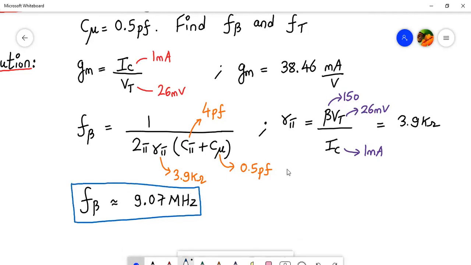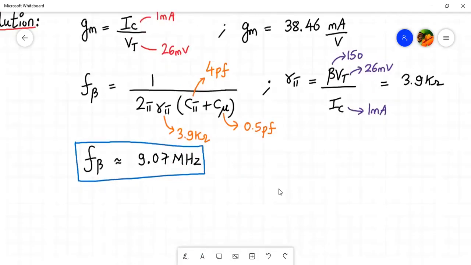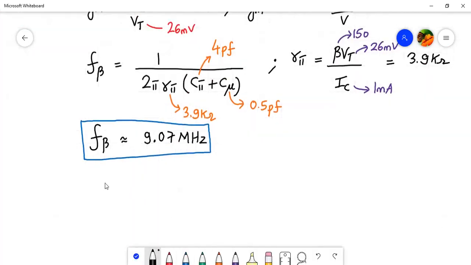Now, next we have to find out the unity gain frequency FT. So what was the relation between unity gain frequency and F beta? Let me write, FT was given by beta naught times F beta, and beta naught is 150. So 150 into 9.07 into 10 raised to 6. So after multiplying, you will get it as, let me just correct it out. A moment, please.